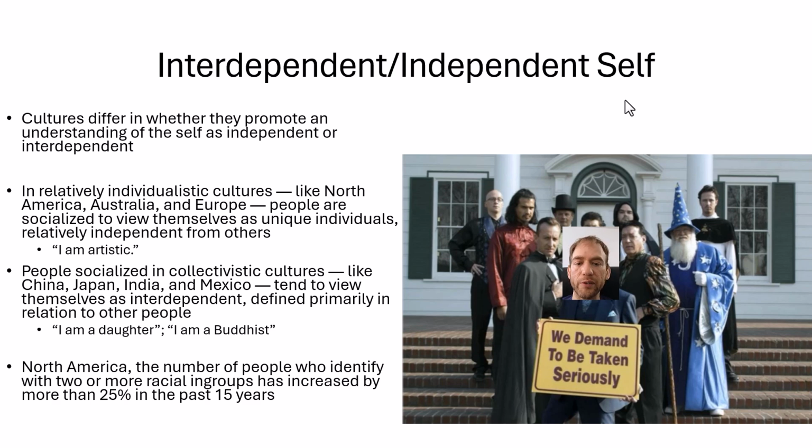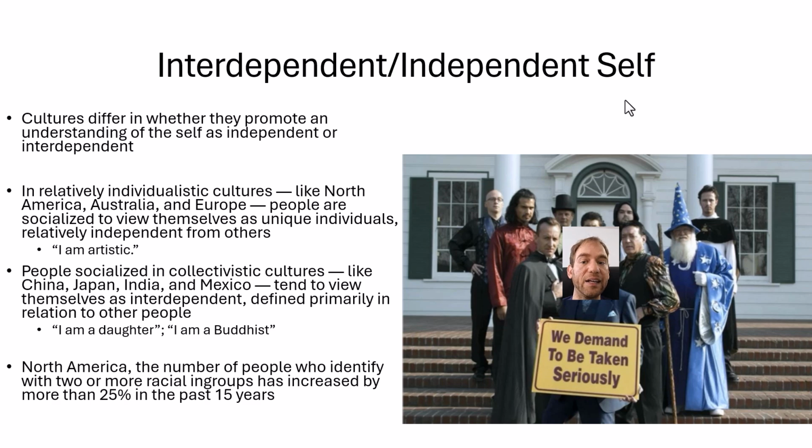We've talked about this in previous chapters, so we're not going to go into depth, but I will make my general caveat, as always, that these are broad generalizations that are dichotomized by these two selves, and there is variation across quote-unquote collectivist cultures and individualistic cultures. Not only that, but in North America, the number of people who identify with two or more racial groups has increased by more than 25% in the past 15 years.